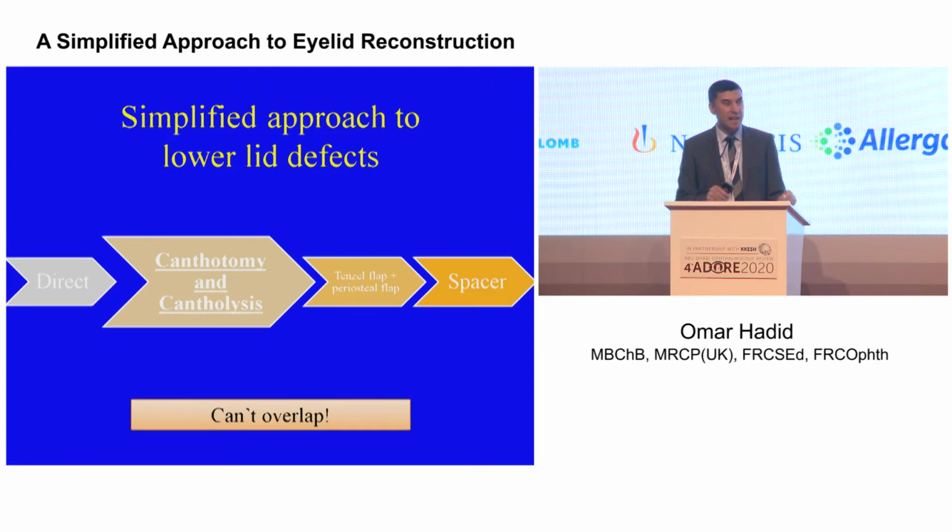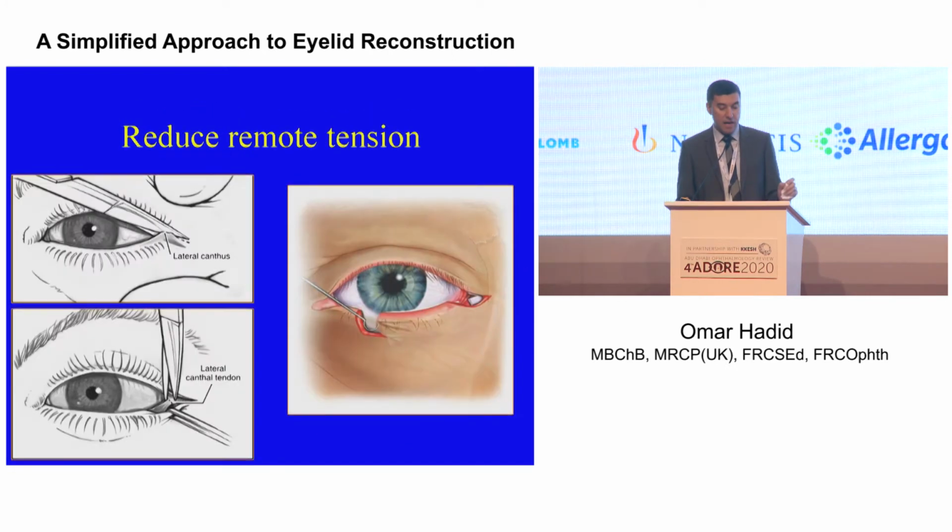If there is any difficulty getting the two edges to meet, then you can probably do a canthotomy and cantholysis. This will help to reduce the tension by cutting the inferior limb of the lateral canthal tendon, and will allow you to perform a direct closure without tension. Tension will lead to notching and wound dehiscence and cheese wiring, so be very careful with that.